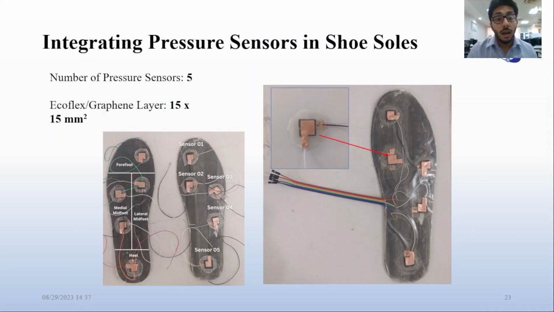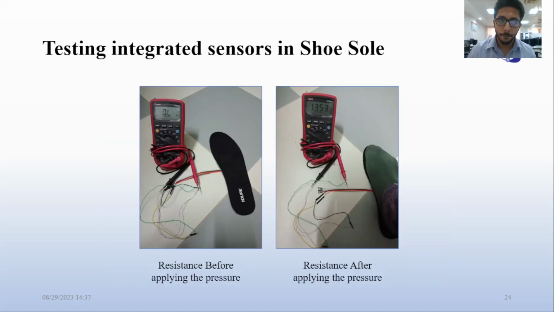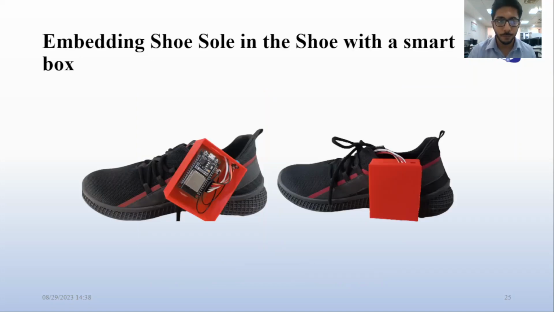So after fabricating, we have integrated the sensors in the shoe sole, and we have used 5 pressure sensors, and the area of each one is 15 into 15 square. And these are the positions where we have placed the sensors: sensor 1 at the toe, then 2, 3, 4 in the mid, and sensor 5 at the heel. So we tested its resistance before applying the pressure, and after applying the pressure it is showing variation in resistance in the DMM, digital multimeter.